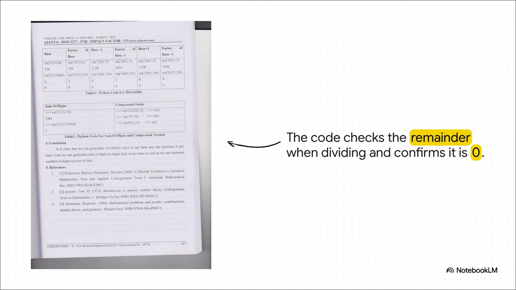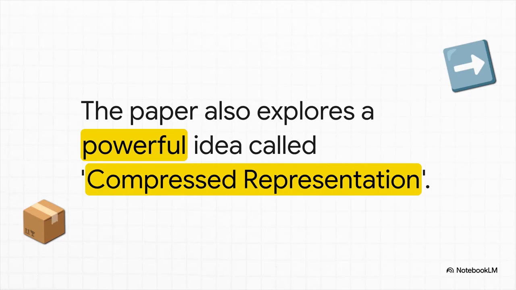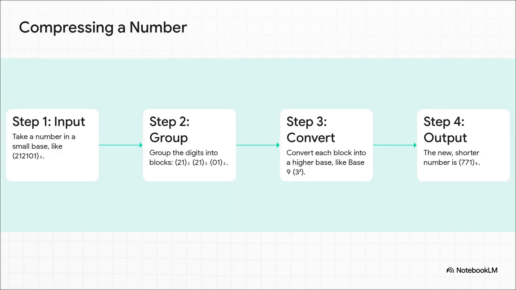The rules hold up. So now that we see how numbers can be understood in any base, the paper explores another really powerful idea that builds right on top of this. If you can write numbers in different bases, could you use that to make them more efficient? And the answer is yes. It's called compressed representation. Here's how it works.